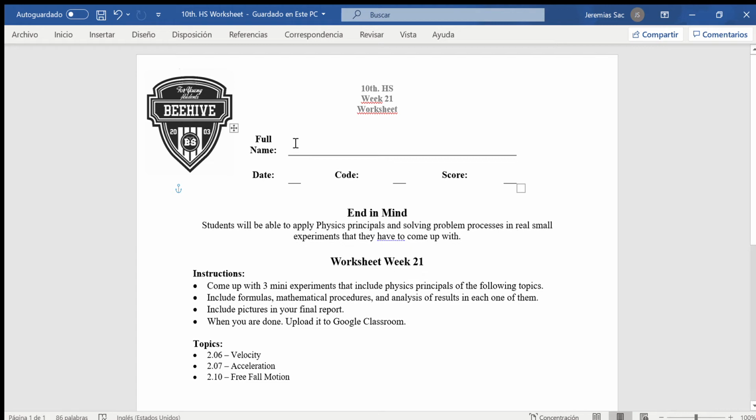So first of all, we find a small space here for your general information. Please type down your full name, today's date, your code, and do not write anything on Discord. That's a space specifically for the teacher.